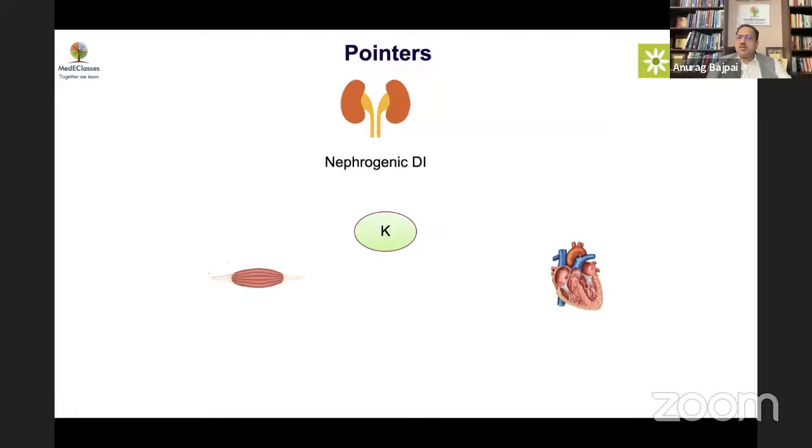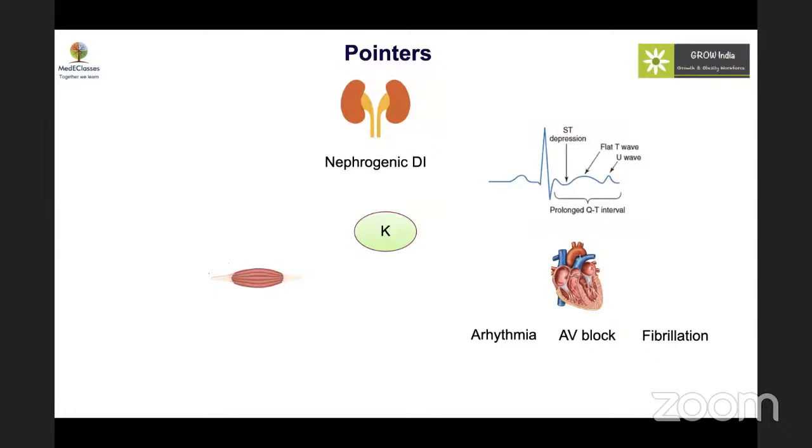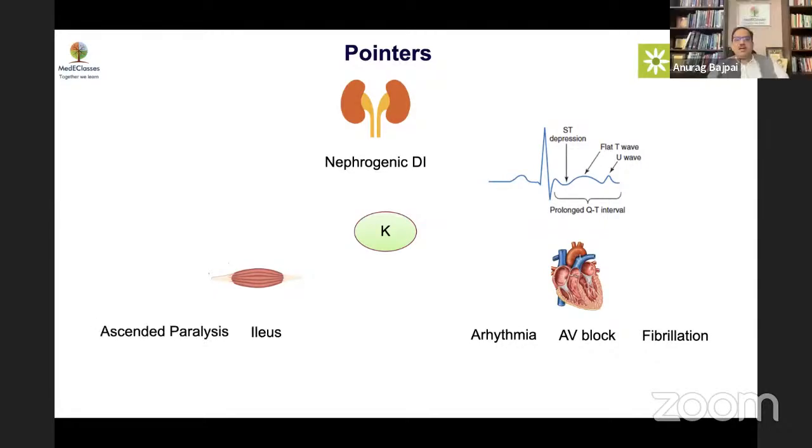The most common renal presentation is polyuria, because it induces a secondary nephrogenic DI-like scenario. There would be ECG changes, and if we do not pick it up at the right time, there can be arrhythmia, which may be life-threatening and may include AV block and even fibrillation. Now, muscular weakness is a classical presentation. This is very common in the form of neck flop, ascending paralysis, and we all know about hypokalemic paralysis. Paralytic ileus could also be an important manifestation.